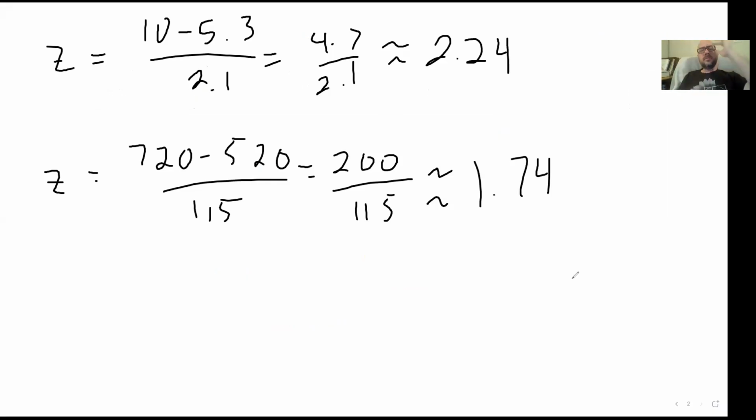And so the way we want to interpret that is that somebody who scores 720 on the SAT math is 1.74 standard deviations better than an average student. That's it. That's the only interpretation I know for that.